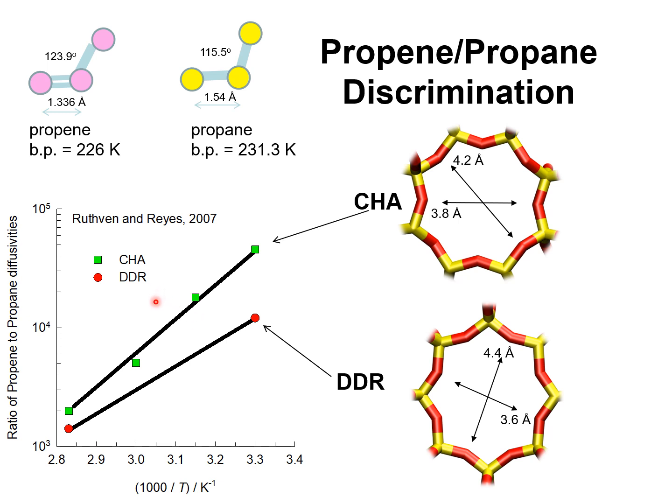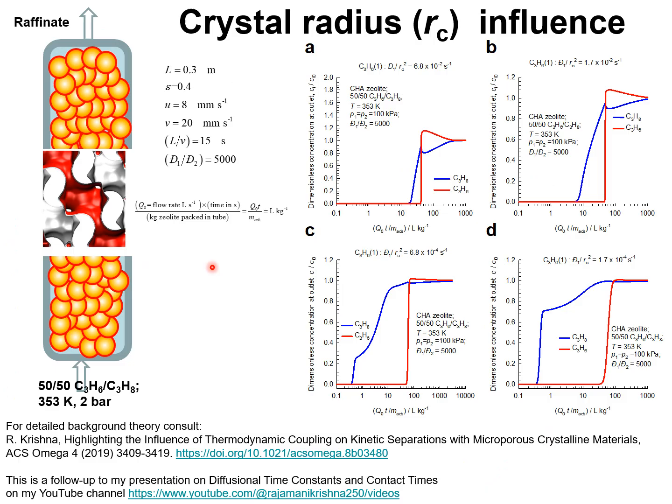And therefore, due to the high ratio of diffusivities, it is possible to construct a kinetic separation scheme for propene-propane separations. For kinetic separations to be effective, diffusional influences should be strong enough, and the diffusional influences are dependent on the size of the crystals of zeolite that are embedded within the adsorbent pellets that are packed into the fixed bed.